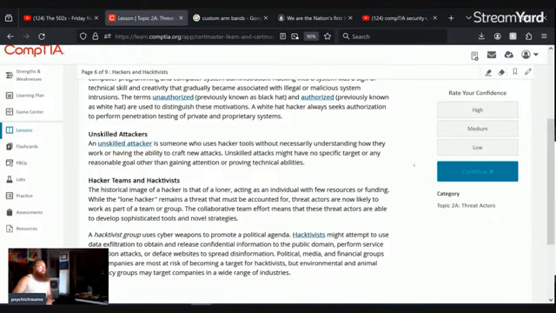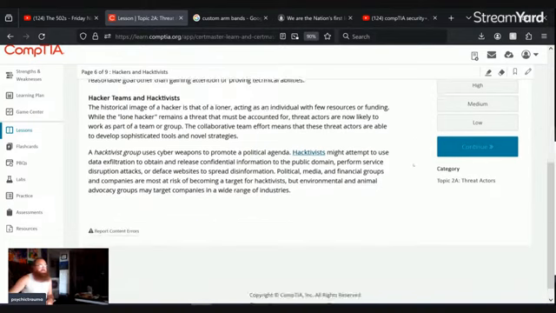A hacktivist group uses cyber weapons to promote a political agenda. Hacktivists might attempt to use data exfiltration to obtain and release confidential information to the public domain, perform service disruption attacks, or deface websites to spread disinformation. Political media and financial groups and companies are most at risk of becoming a target for hacktivists, but environmental and animal advocacy groups may target companies in a wide range of industries.